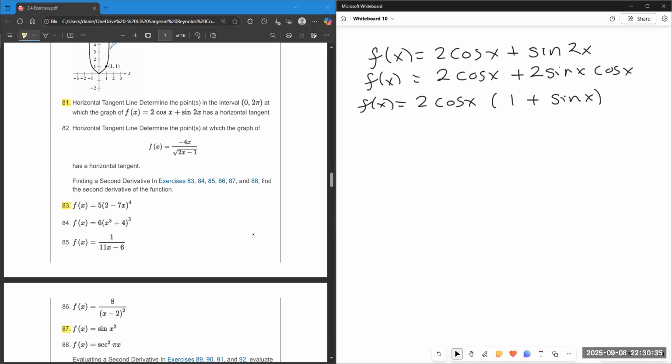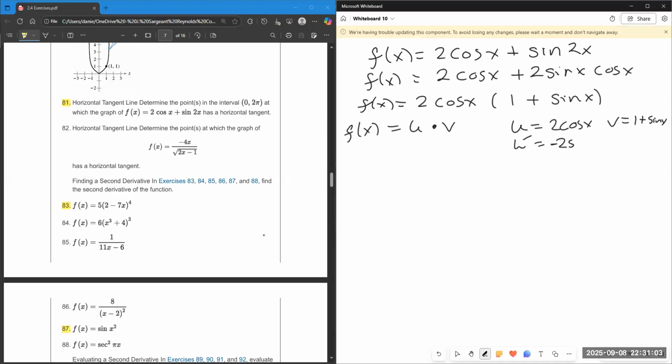It's probably not the way that they want me to solve this if they wanted me to use the chain rule, but you can use your identities and simplify there. So f of x is equal to u times v, where u is equal to 2 cosine of x, and v is equal to 1 plus sine of x. U prime is negative 2 sine x. V prime is cosine of x.